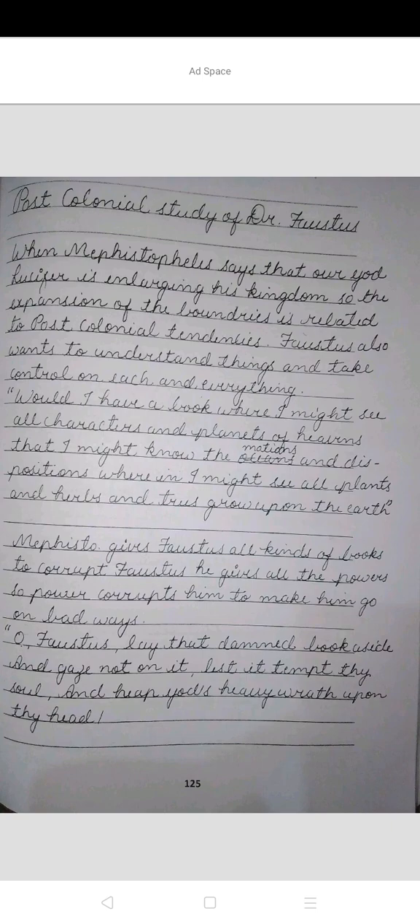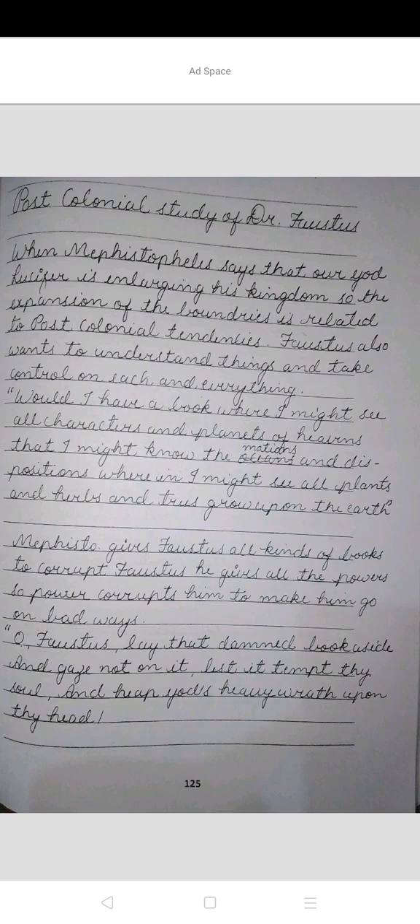Now let's see the post-colonial study of Dr. Faustus. When Mephisto tells that our good god Lucifer is enlarging his kingdom, the expansion of the boundaries is related to post-colonial tendencies. Faustus also wants to understand things and take control of each and everything. "Would I have a book where I might see all characters and planets of heaven, that I might know the nations and dispositions, wherein I might see all planets and herbs and trees that grow upon the earth?"